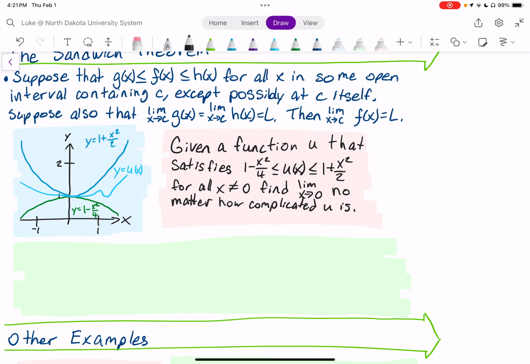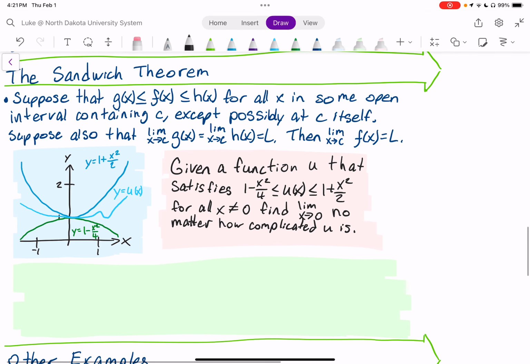That was kind of a lot because it's a very formal way of putting it, but essentially what it's saying is, if you know a function is always between two other functions, then if those two other functions come together at one point, the middle function must also have a limit there.